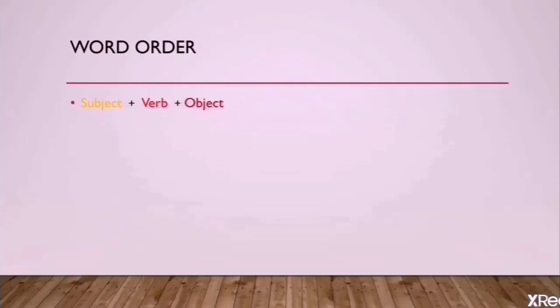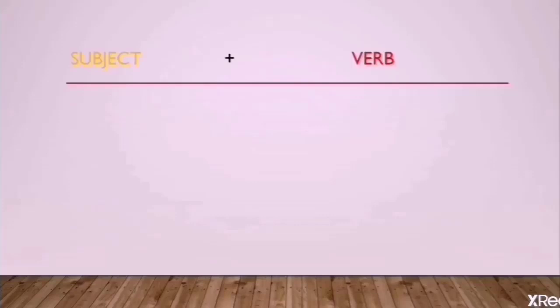We have learned word order. This is subject, verb, and object. He reads books. He is a subject. Reads is a verb. Books is an object.